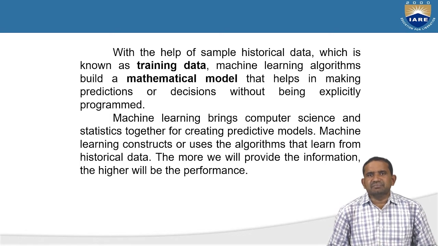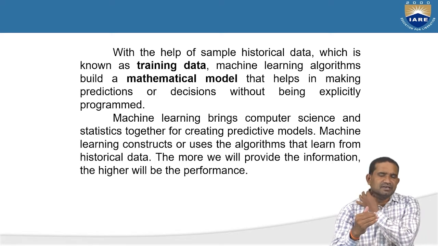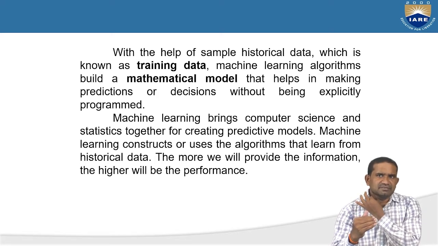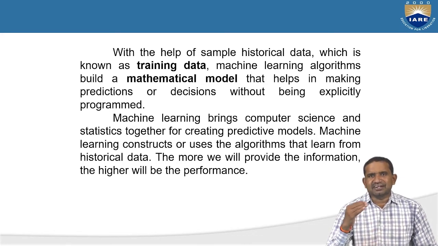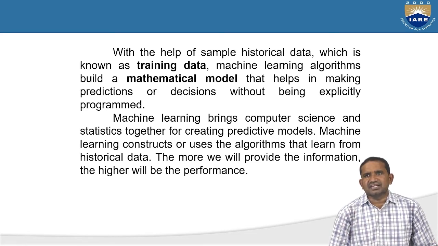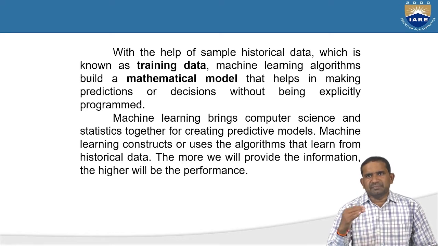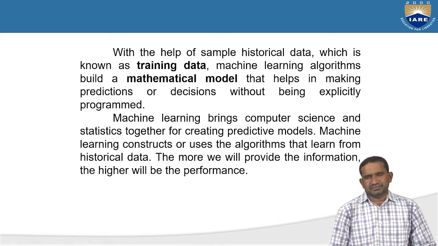Means the machine can learn something from historical data, and it builds machine learning algorithms based on a mathematical model, taking some decisions without any external effort. Machine learning brings computer science and statistics together for creating predictive models. Machine learning is a combination of computer science and statistical analysis.